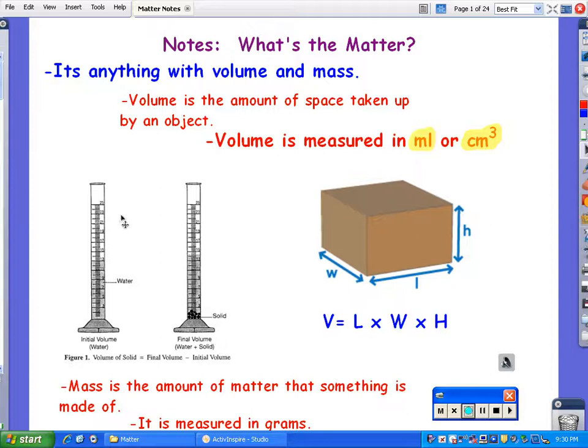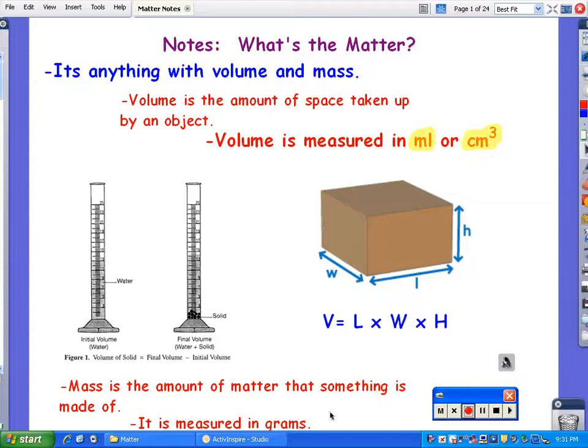But you can also drop the solid inside of a graduated cylinder with a set amount of water in it and watch the liquid jump up to whatever the new volume is, and that will be the volume of the solid. It's good for finding the volume of irregular objects like a rock or something like that.